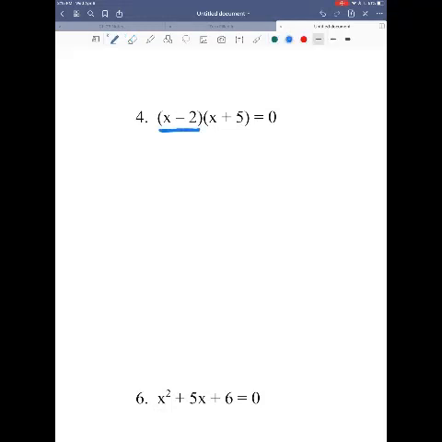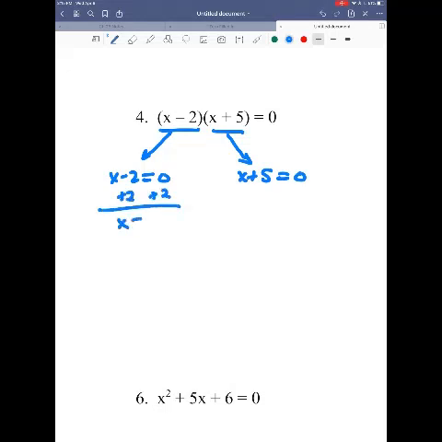So I would take the factor on the left and set it equal to 0. And I would take the factor on the right and set it equal to 0. And then I would simply solve both of those equations. So on the left, I would add 2 to both sides. So I'd get x is 2. On the right, I would subtract 5 from both sides, which gives me x equals negative 5.